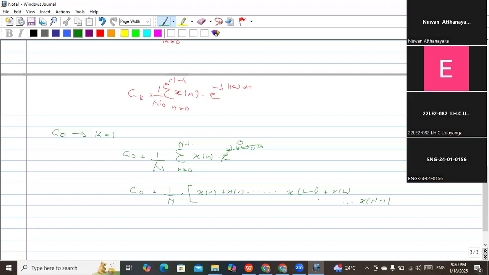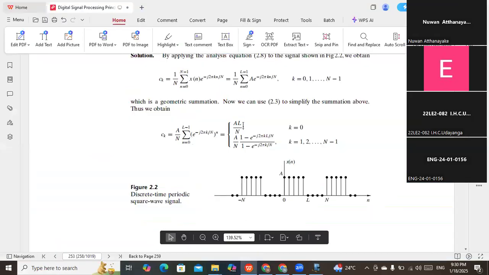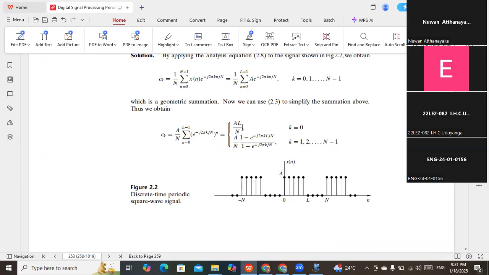You see that up to x L minus 1 the values are A. The rest are zeros. This is L minus 1, but it starts from 0, so there are L terms here. If you add all these L terms, it will be AL. AL divided by N, so this will be c naught. When k is 0, c naught will be AL divided by N.